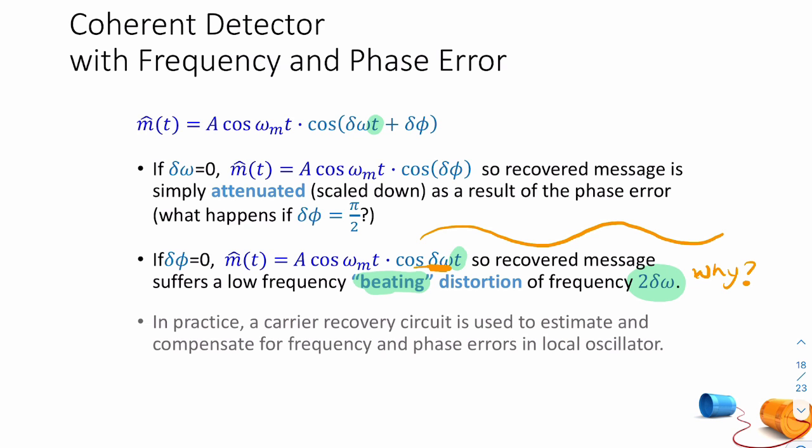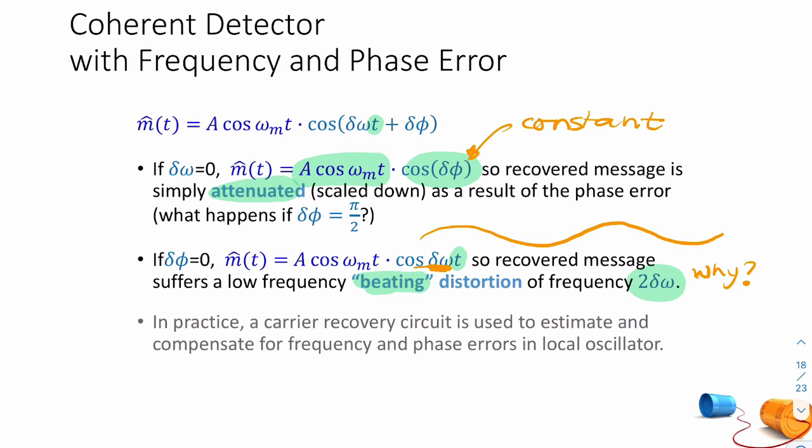But if there is no frequency error, if all we have is a phase error, then this isn't a function of time. There's no t in there. So this is actually a constant. So you're multiplying your recovered message by a constant. And multiplying by a constant is okay. It just means that your signal is attenuated, it's scaled down. It's like turning down the volume. So you have a quieter signal.